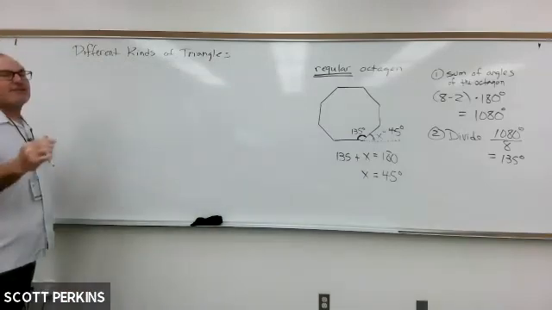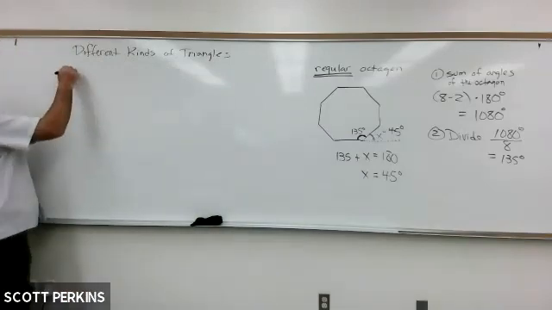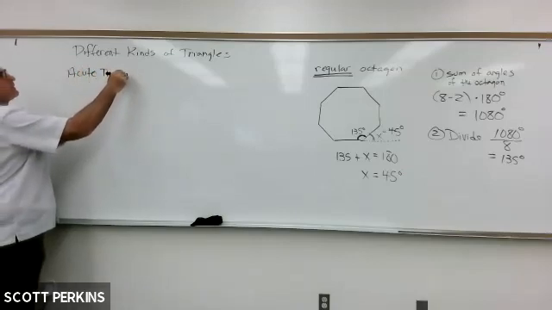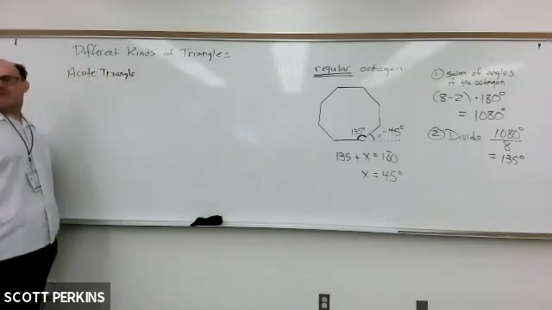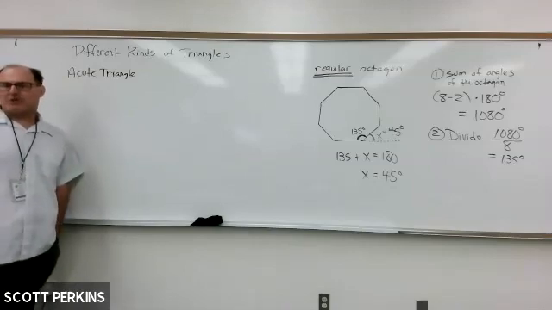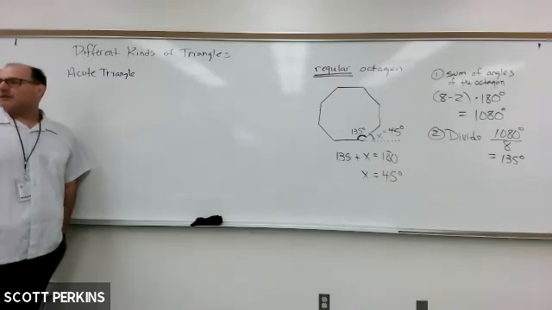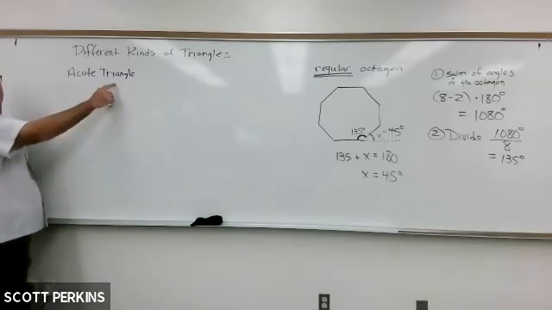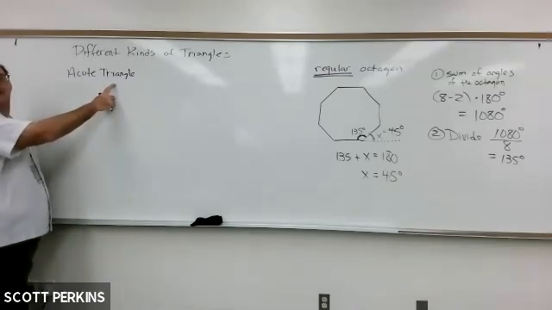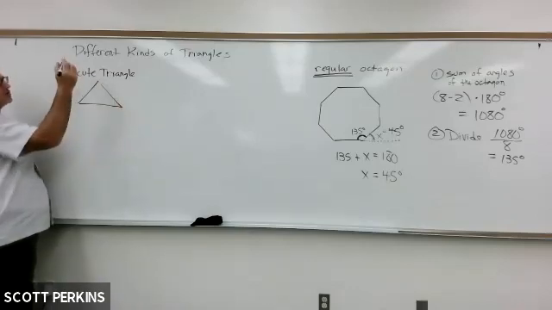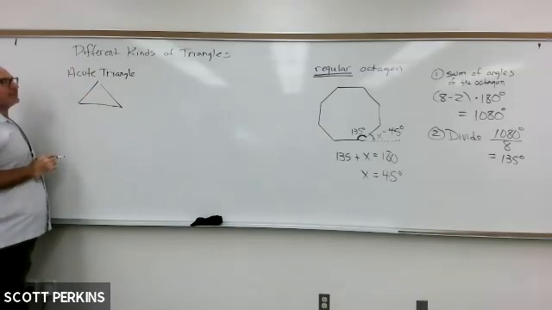So the first way, by their angles. An acute triangle. You remember last time we were talking about angles? I told you what about an acute angle? What's special about that? Less than 90. So in an acute triangle, all the angles are less than 90. So something like, I don't know, some generic triangle, all these angles are less than 90.